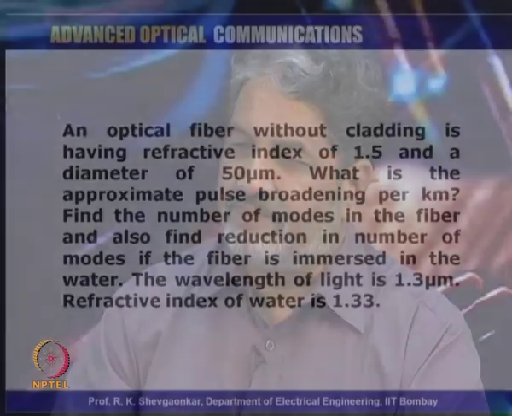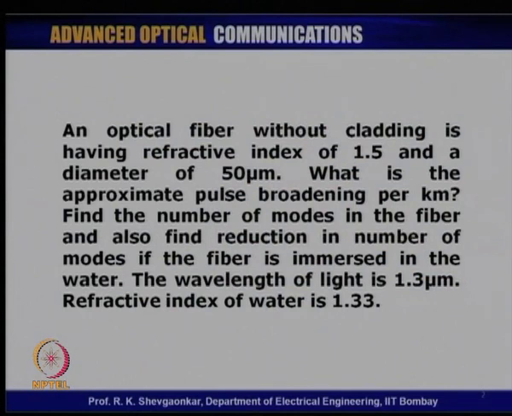In this lecture, we are going to solve some problems related to optical fibers. Let us look at this first problem here. An optical fiber without cladding is having a refractive index of 1.5 and a diameter of 50 micrometer. What is the approximate pulse broadening per kilometer on this fiber?